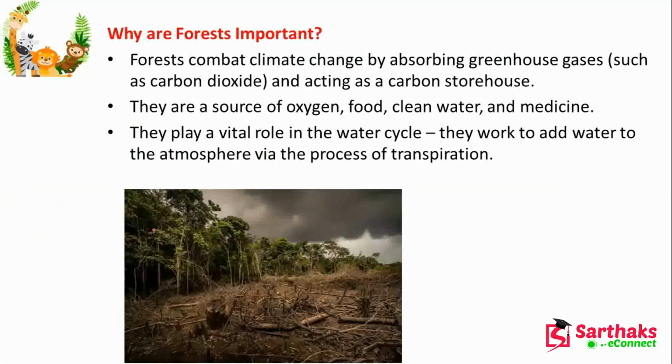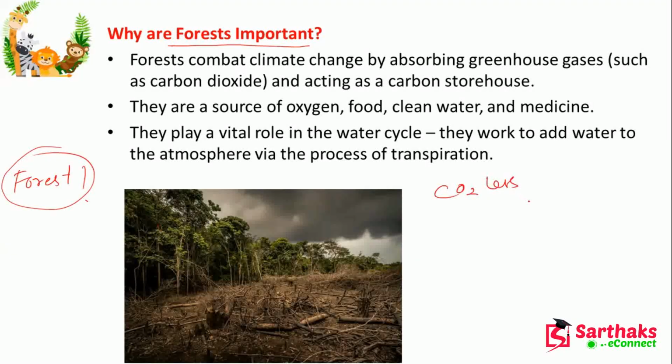Now, why are forests important? So deforestation, we know that, but before that, why do we require forests and why do we have to love the forest? There are different things. First thing, the forest is green, and the forest combats climate change by absorbing the greenhouse gases, that means carbon dioxide. You know that plants absorb carbon dioxide. So there is less carbon dioxide if there is any forest.